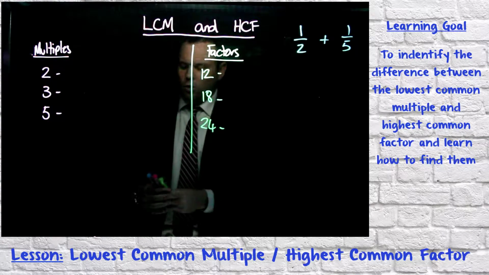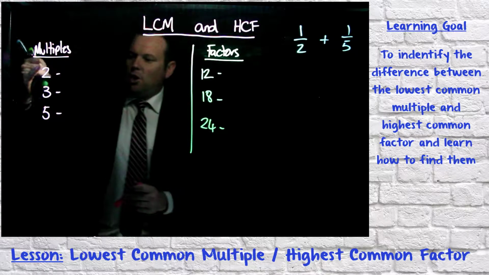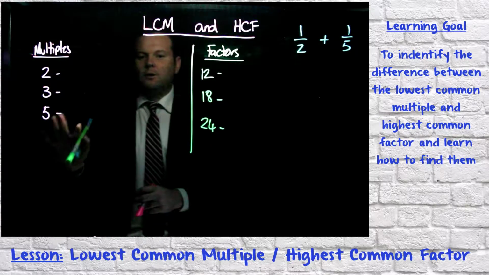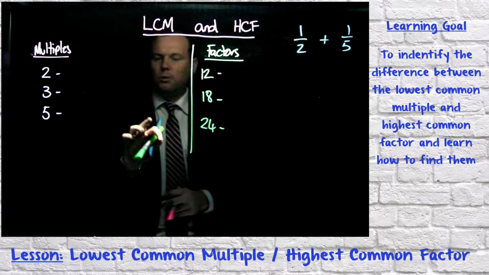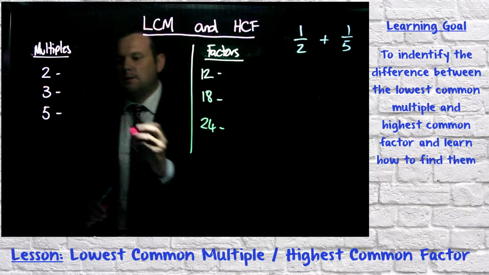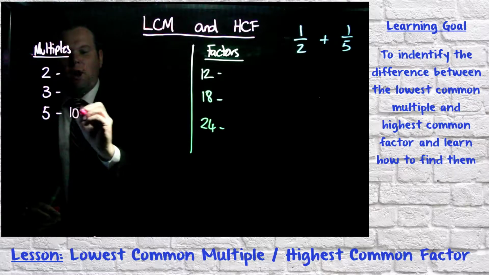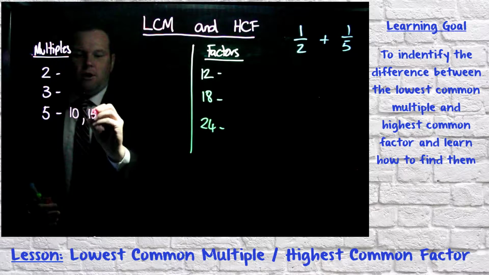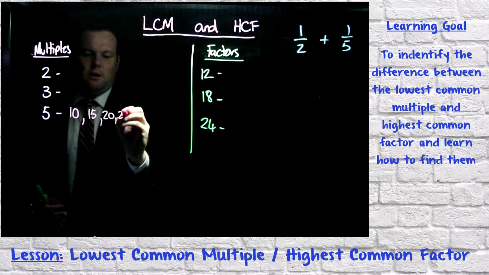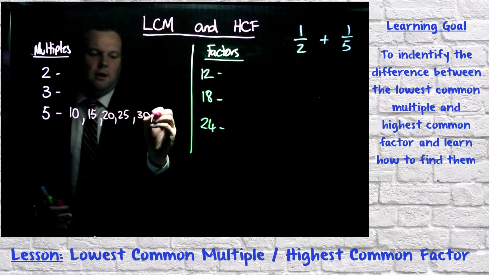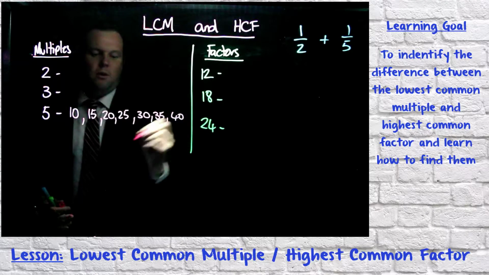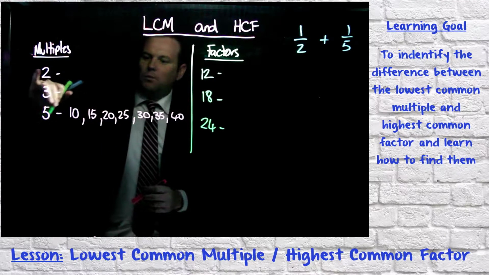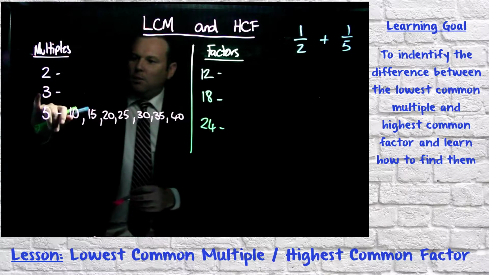So let's have a look at the multiples first. Here I've got the multiples of my three numbers. When I find the lowest common multiple, I always find the multiples for my biggest number first. So I'm just going to write down, let's say 6 of those: 15, 20, 25, 30, 35, 40. Okay, we'll stop there.